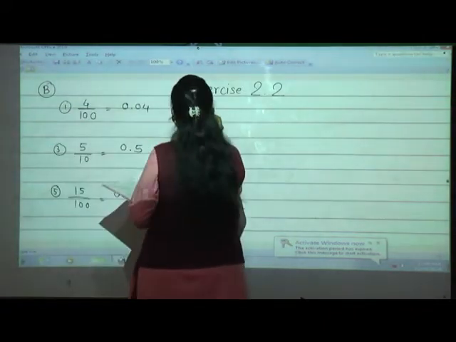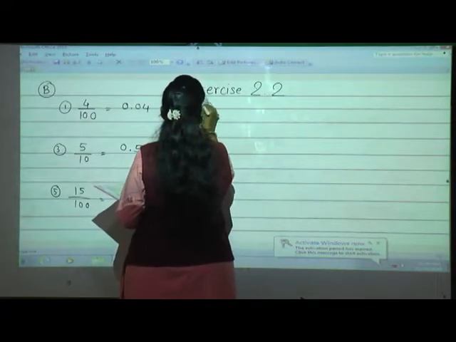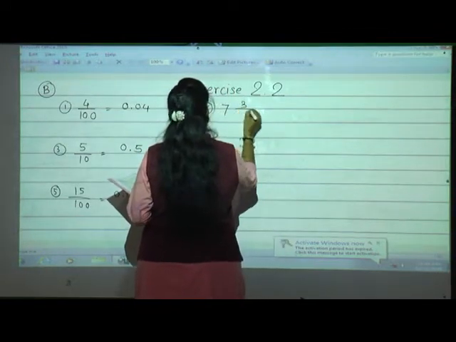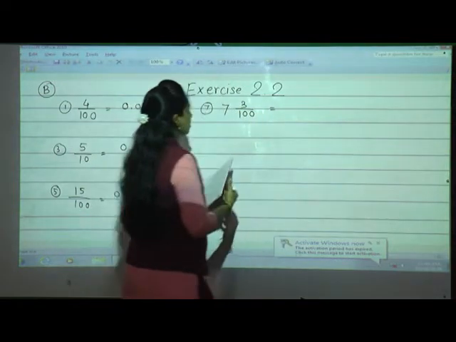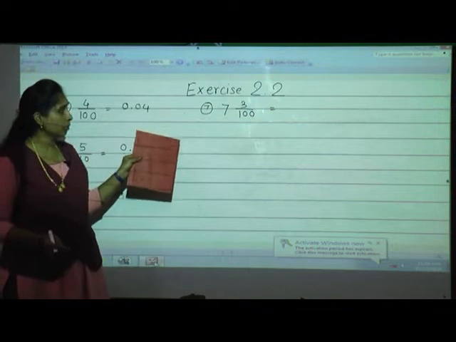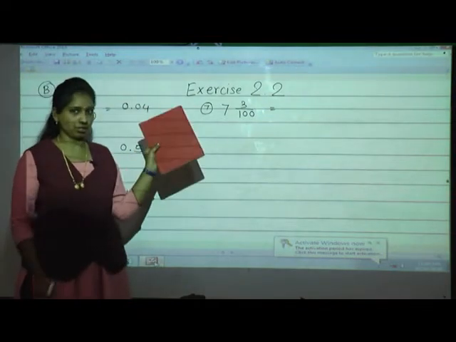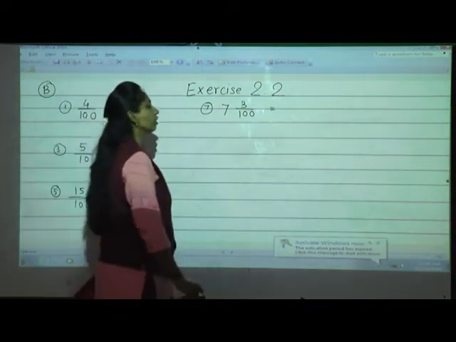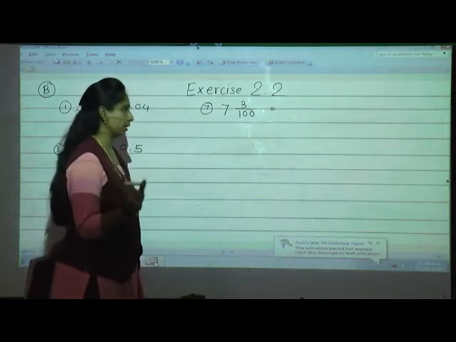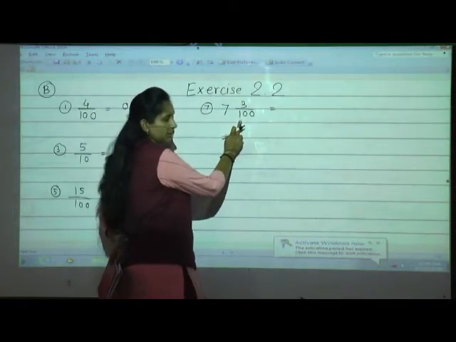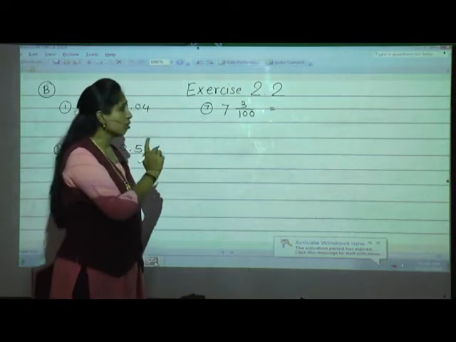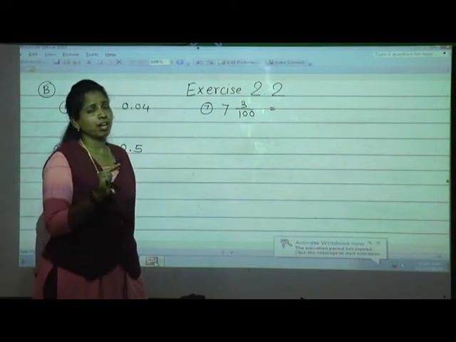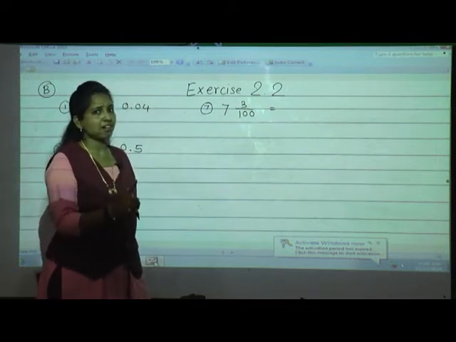Now 7th one I will explain. What is the 7th one? 7 3 upon 100. Now see, here they had given whole number also, here they had given mixed fraction, isn't it? This is mixed fraction. Now 7 is a whole number, so what we have to do in this case? No need to worry. First see what is in the place of denominator, 100. So 100 is 1 followed by 2 zeros. So just see the denominator, whether it is tens, hundreds or thousands.